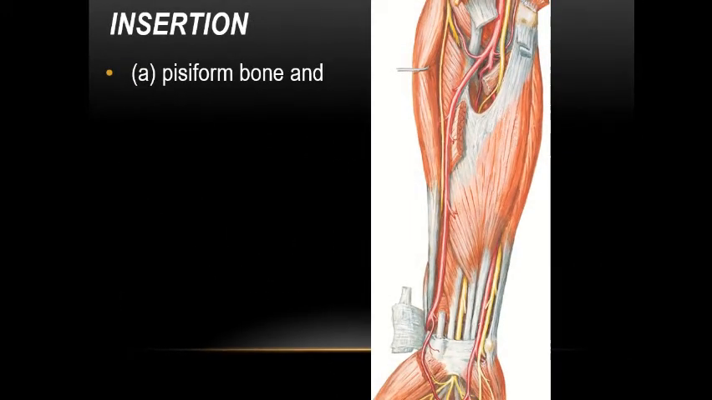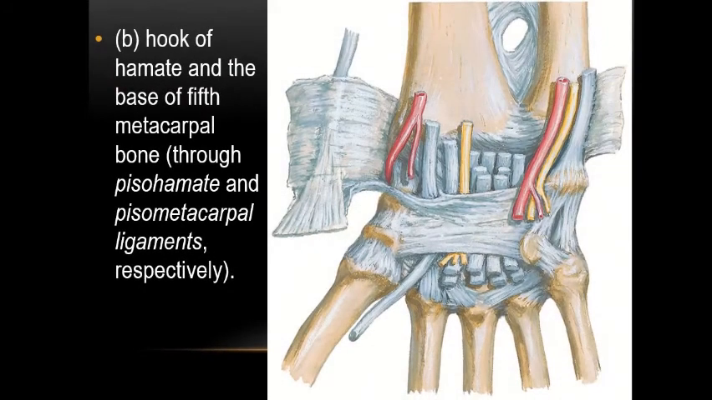Then the insertion: it is going to insert first into the pisiform bone. Then from the pisiform bone it is reaching to the hamate bone. Then from the hamate bone it is reaching to the base of the fifth metacarpal.